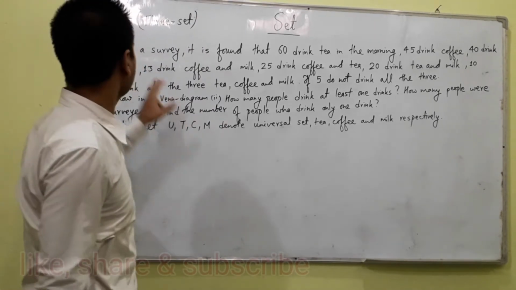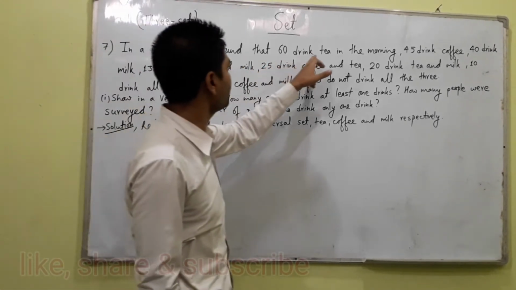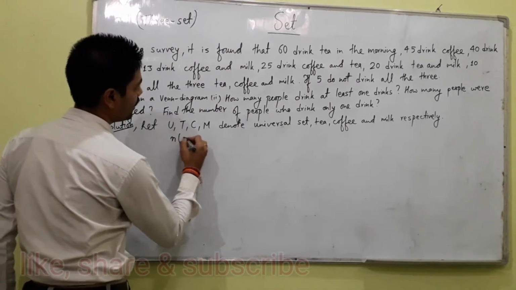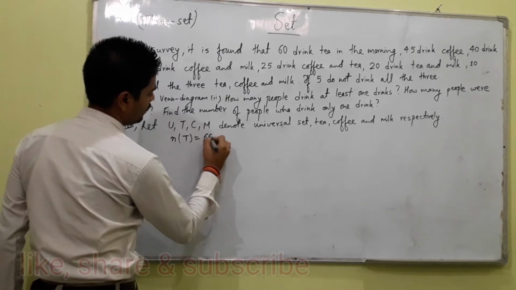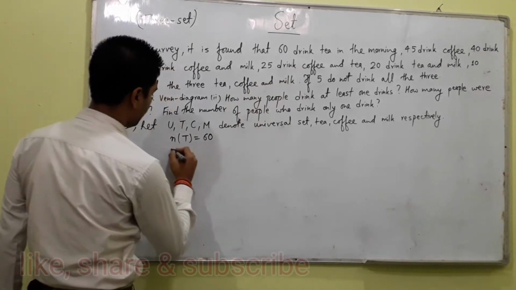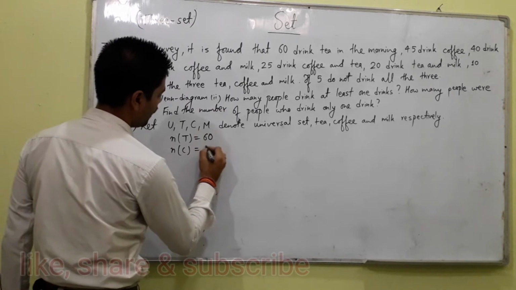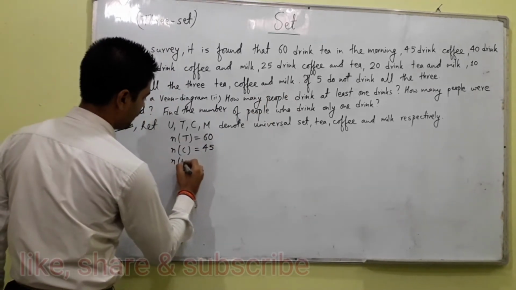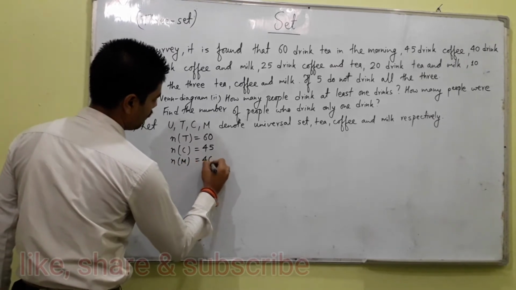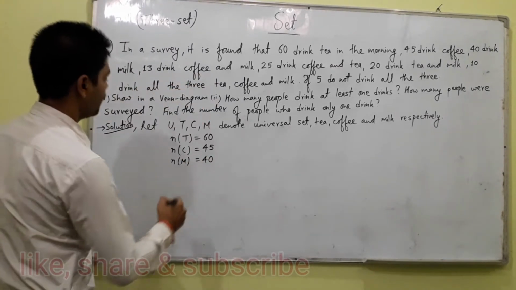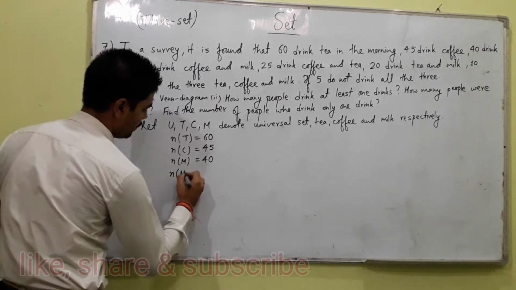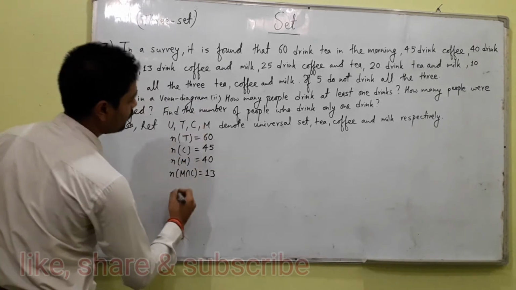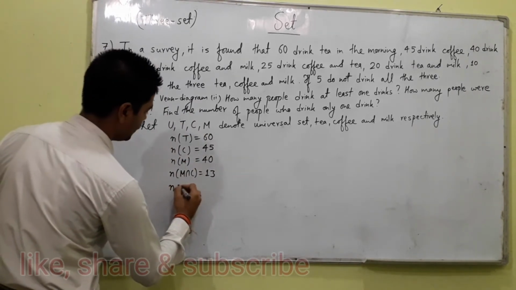Let us read the question. In a survey it is found that 60 drink tea in the morning. So the number of people who drink tea is 60. 45 drink coffee, so the number of people who drink coffee is 45. 40 drink milk. 13 drink coffee and milk, so the number of people who drink milk and coffee is 13.